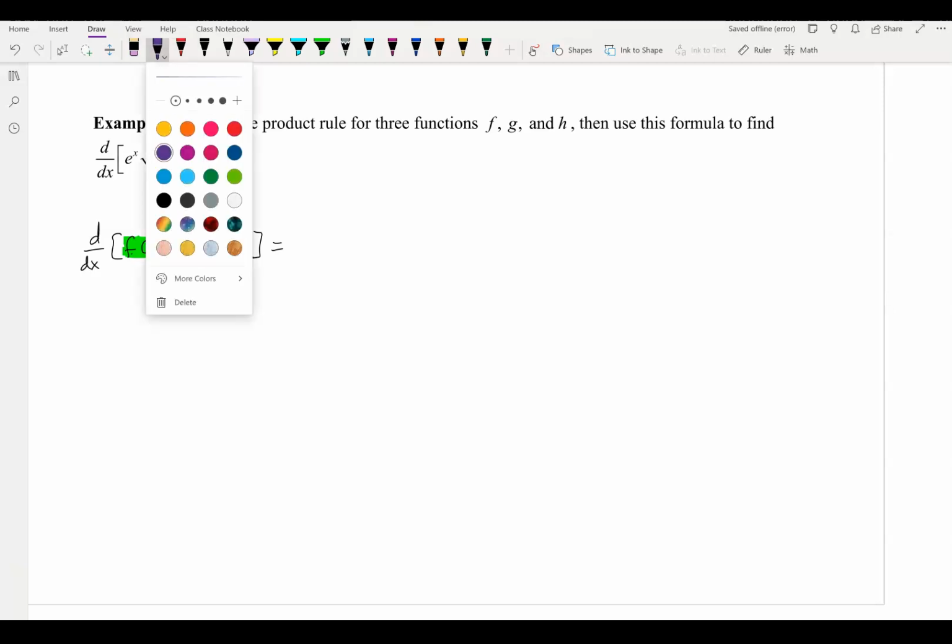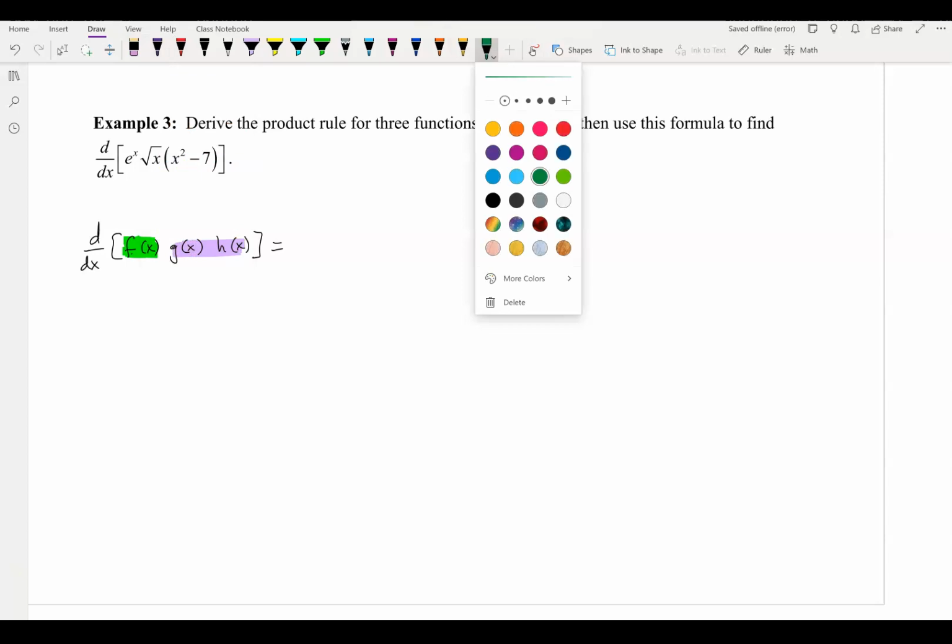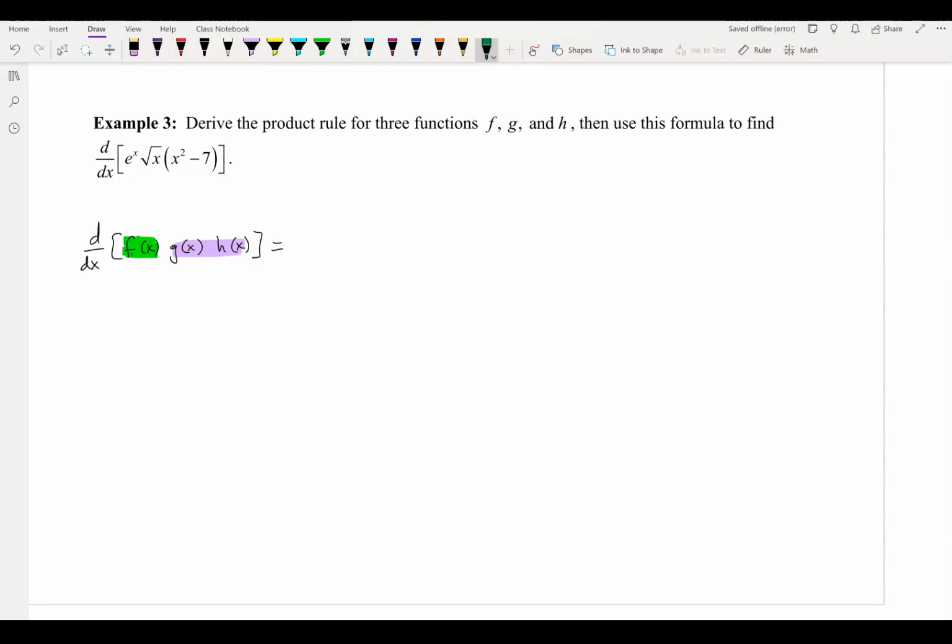So, using the product rule, because this is the product of green times purple, we're going to take the first function times the derivative of the second function. And to that, we're going to add the second function, I've got to figure out my colors, times the derivative of the first function.